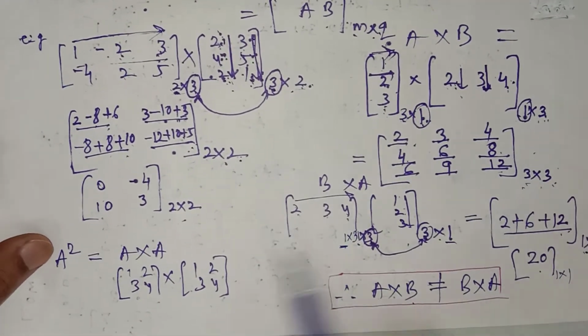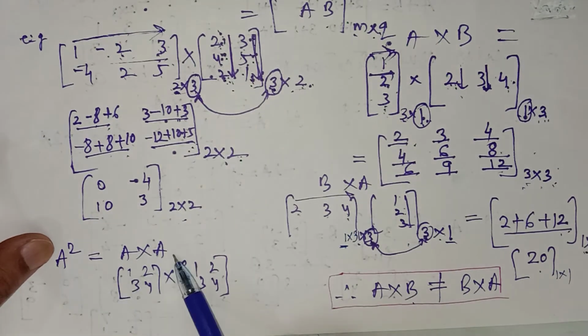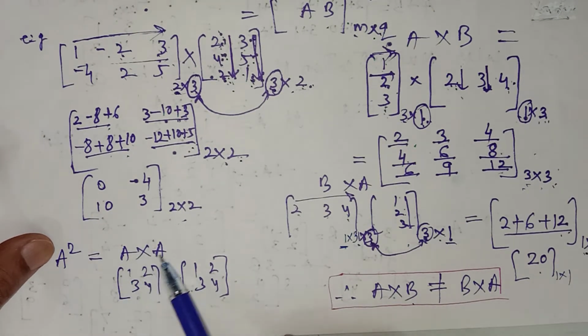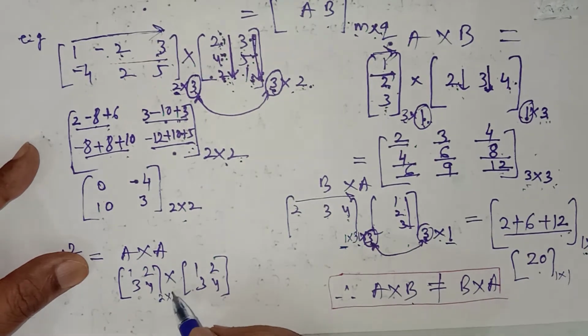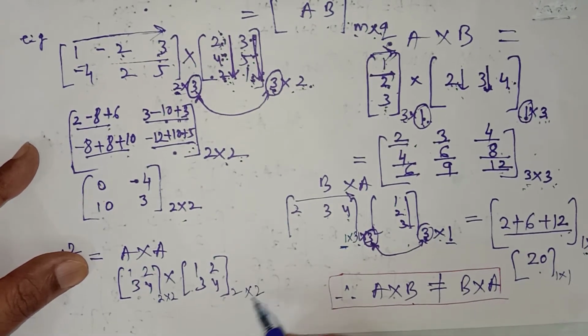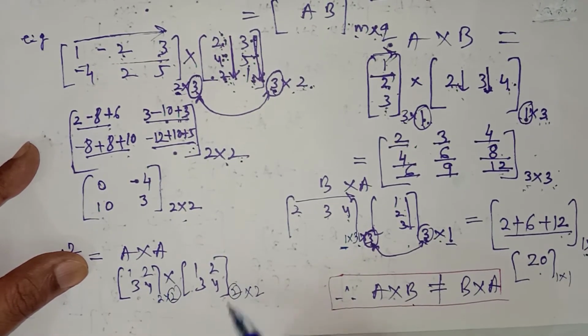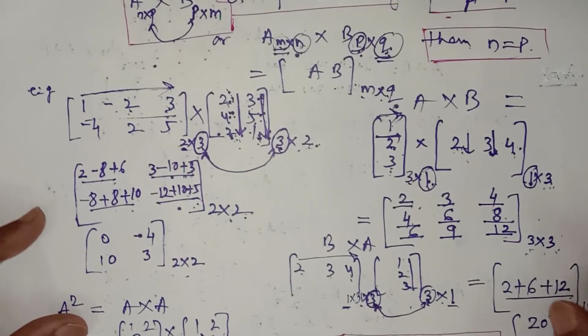Now if you have to find A square, it means A into A. That is, you have to multiply the matrix A with matrix A, and you can easily multiply it because this is a matrix of order 2 by 2. So you can easily multiply because the number of columns is equal to the number of rows.